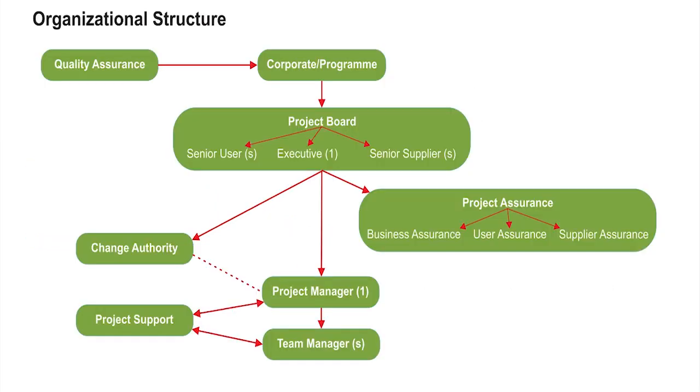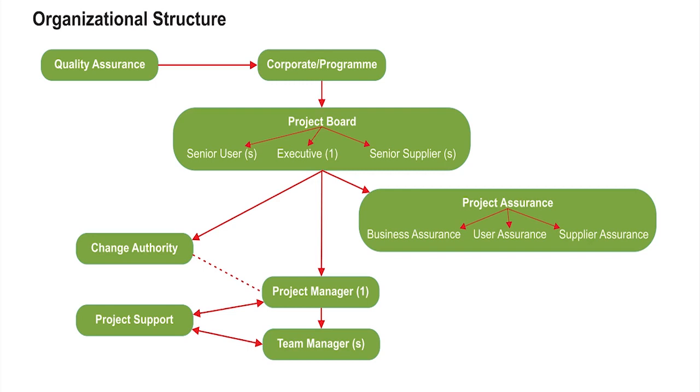Now that we've reached the end of this module, let's review a few key points you should remember. The project board and project assurance should include all three stakeholders, that is, business, user, and supplier. Project assurance is a responsibility of the project board, hence it's independent of the project manager. The project board can take on the role of project assurance and change authority.